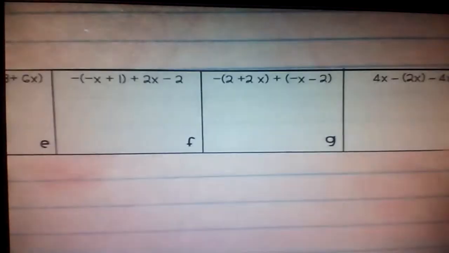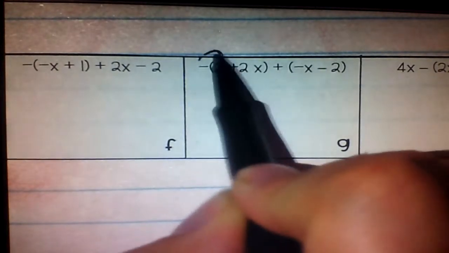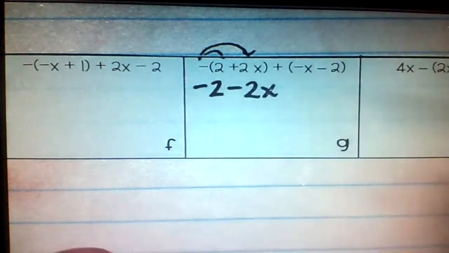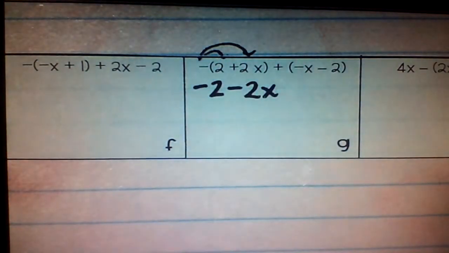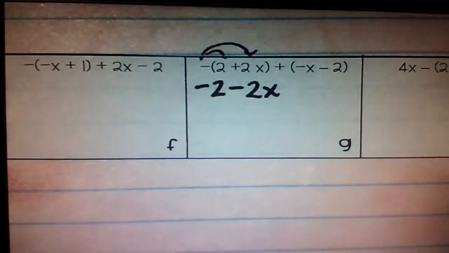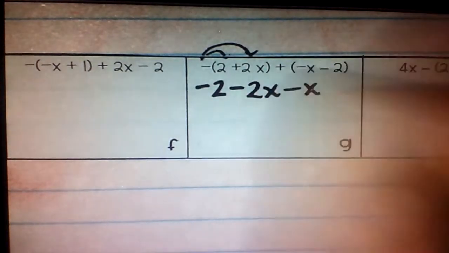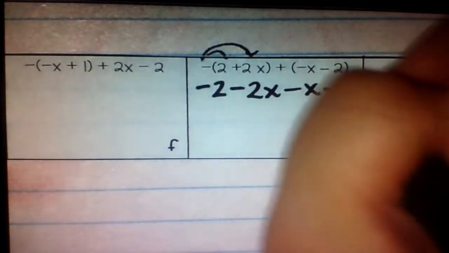So when I look at G, what needs to happen? I need to distribute this -1 through this first set of parentheses. So when I do that, we end up with -2 minus 2x. What else needs to happen? The positive has to be distributed. Well, we discussed that that's not going to do anything. So +1 times -x is -x. And positive 1 times negative 2 is negative 2.